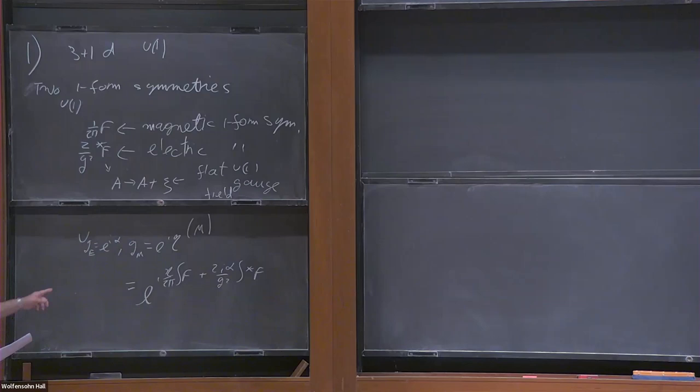And these things have various names. The closest is a surface operator. It depends on the surface that we integrate over. And the closest in this context is what is known as Gukov-Witten operators.